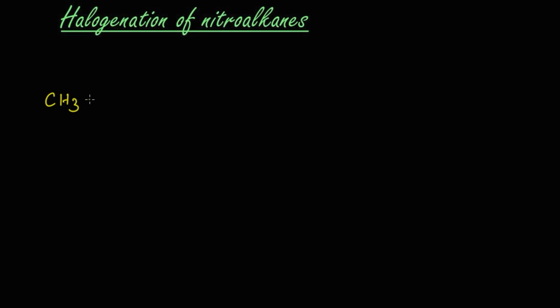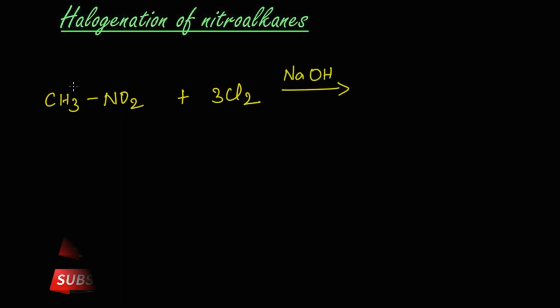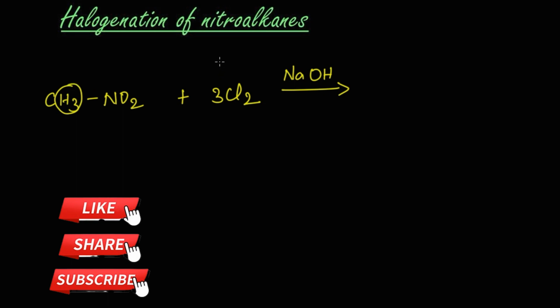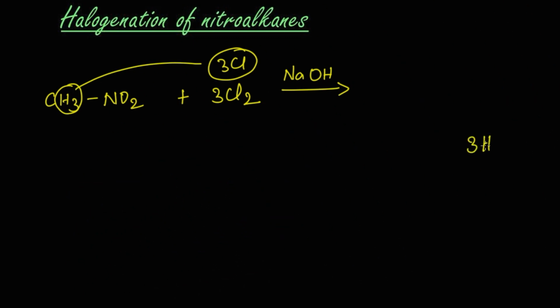CH3NO2. This is nitromethane. We are going to react it with 3Cl2, that is 6 chlorine atoms, in the presence of sodium hydroxide. What happens during the reaction? The 3 hydrogens from here and 3 chlorine atoms from this chlorine molecule will leave as 3HCl, and the remaining 3 chlorine atoms will replace the 3 hydrogen atoms.